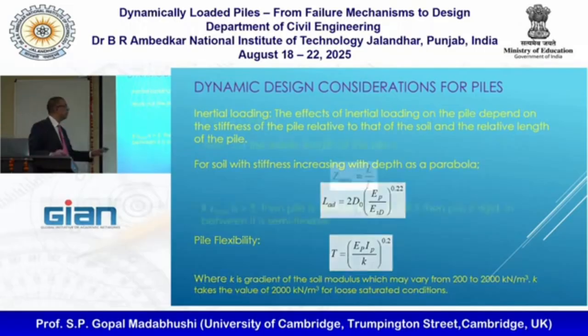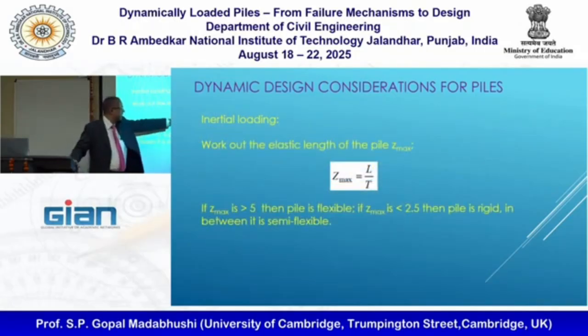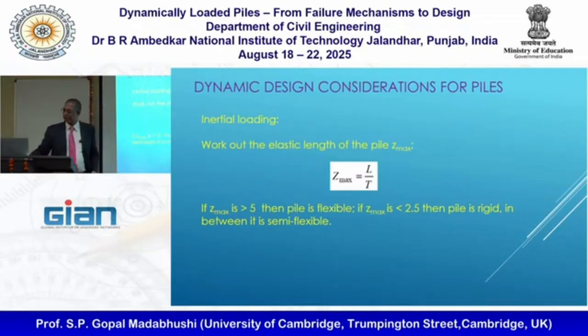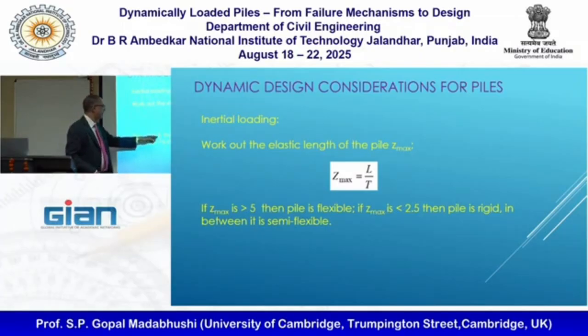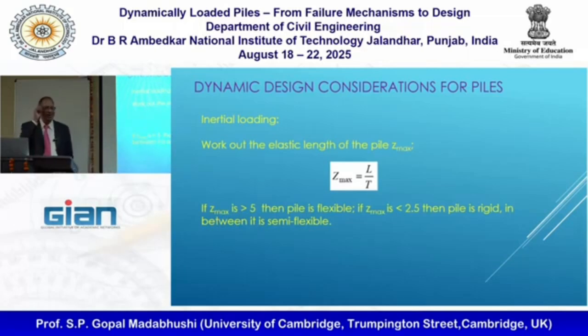Similarly, for inertial loading also, you can work out the elastic length Z max based on L over T. So I already got my factor T from here, and I know the length of the pile. So Z max is the active length of the pile, or LAD. Okay. If it is greater than 5, the pile is flexible. If it is less than 2.5, the pile is rigid, and in between it is semi-flexible. Similarly, methods are also there in Broms and other textbooks where you can see whether the pile is flexible or rigid. But this is for more dynamic loads.